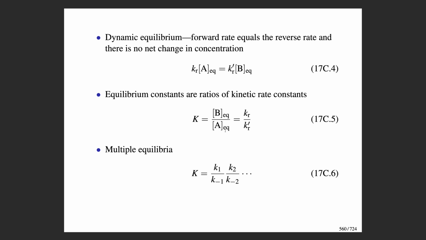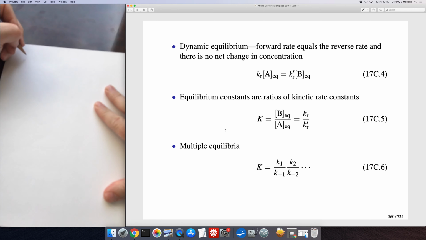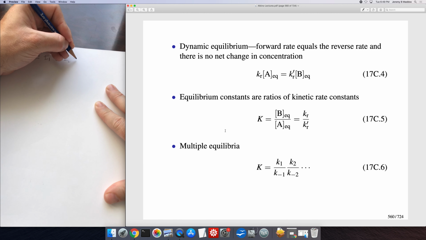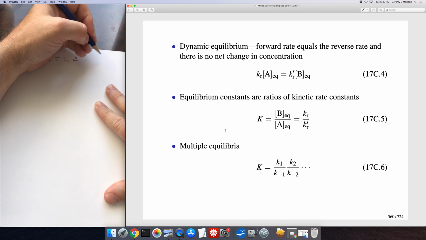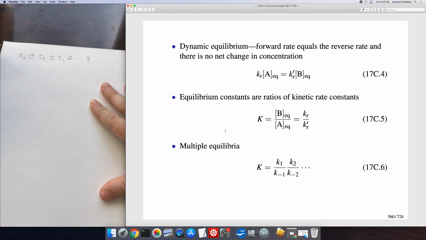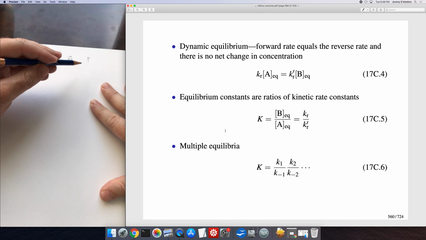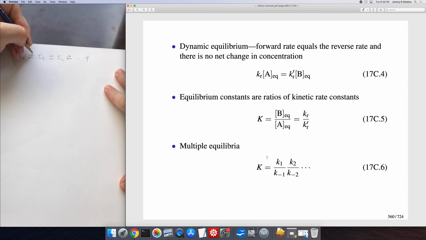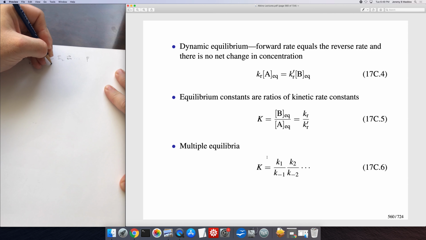And if you had multiple equilibria, so suppose that you had reactants in equilibrium with intermediates, we'll just call this 0, call that 1, 2, etc., just going on, and then ultimately arriving at some products. The overall equilibrium constant for the equilibrium between the reactants and products would involve the rate constants for each step.